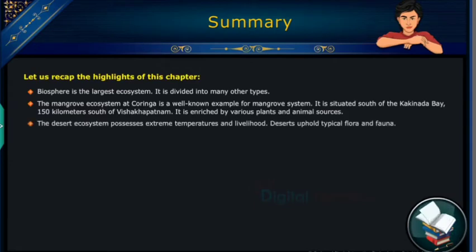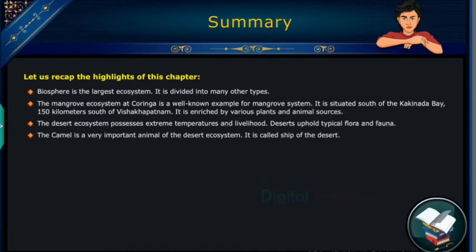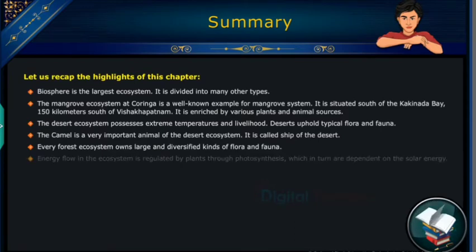The desert ecosystem possesses extreme temperatures and livelihood. Deserts uphold typical flora and fauna. The camel is a very important animal of the desert ecosystem. It is called the ship of the desert. Every forest ecosystem owns large and diversified kinds of flora and fauna.